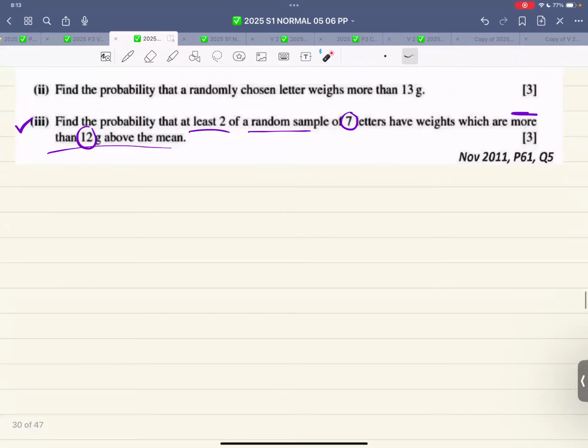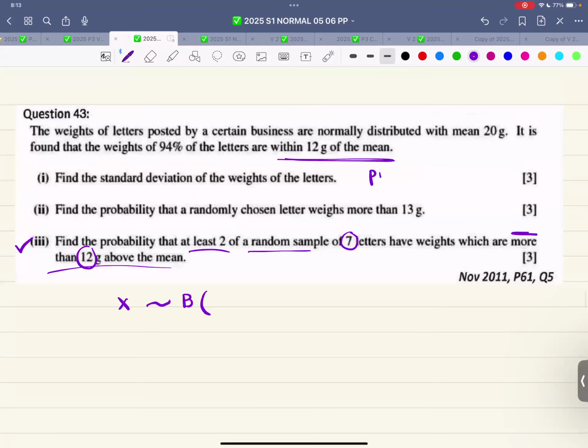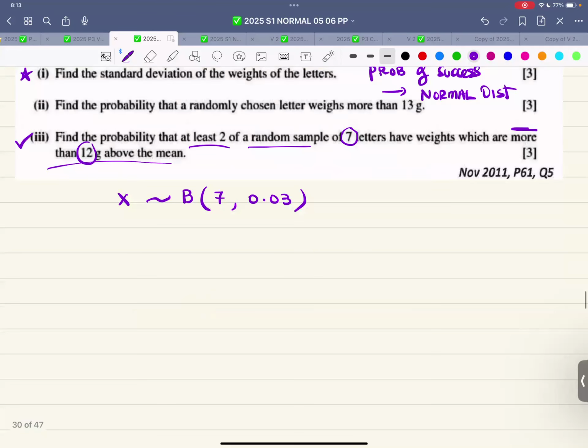Now let me write it out. X follows a binomial distribution. So basically, the probability of success was obtained from the information given for normal distribution, and it was related with part 1, with the diagram. So now over here, I'll write 7, that's the number of trials, and 0.03, more than 12 grams above the mean. So probability at least 2, X is greater than or equal to 2.